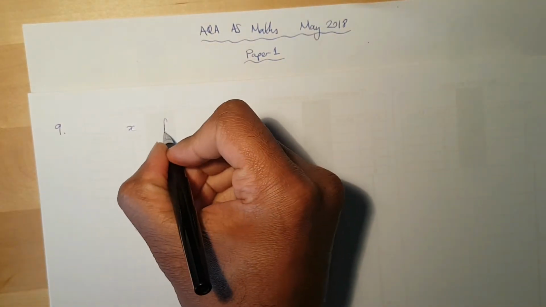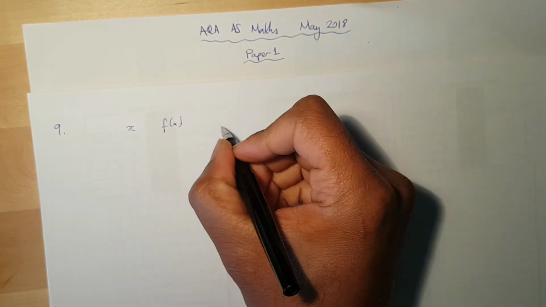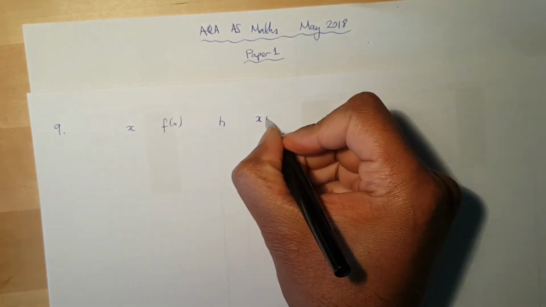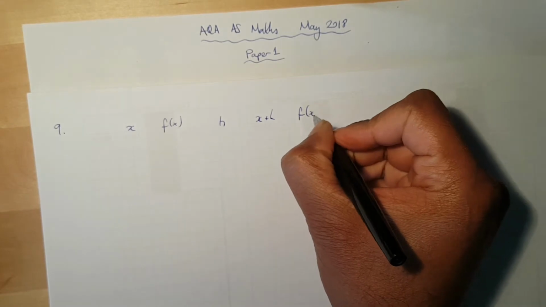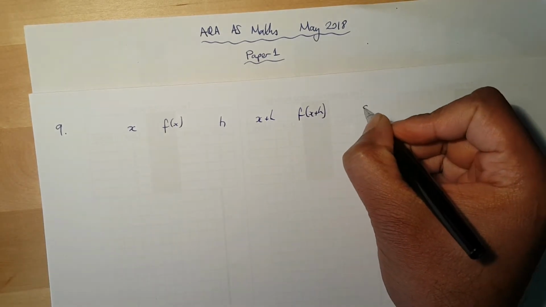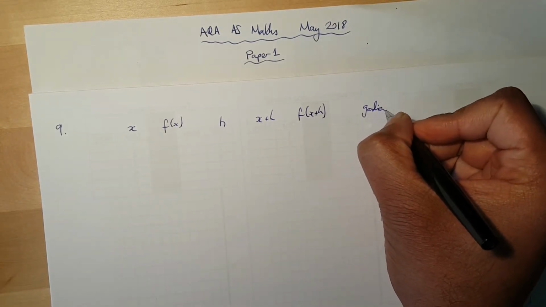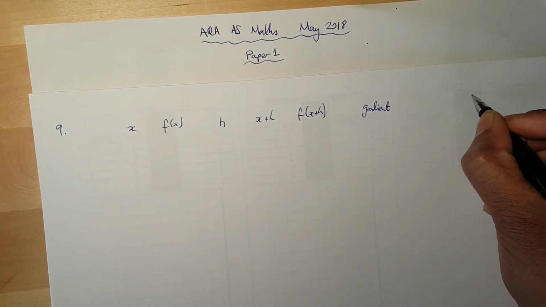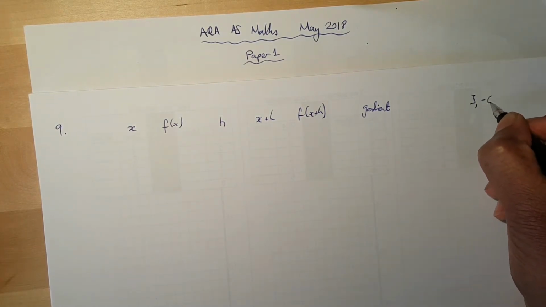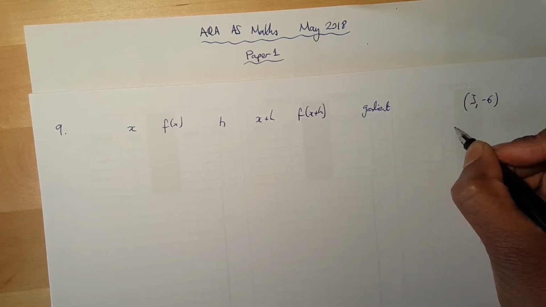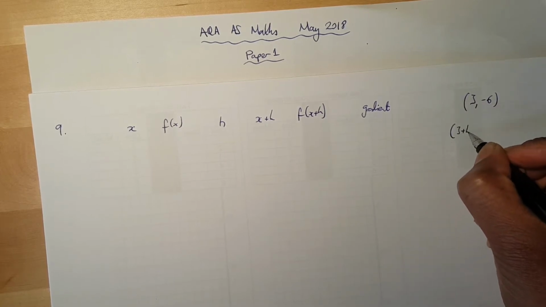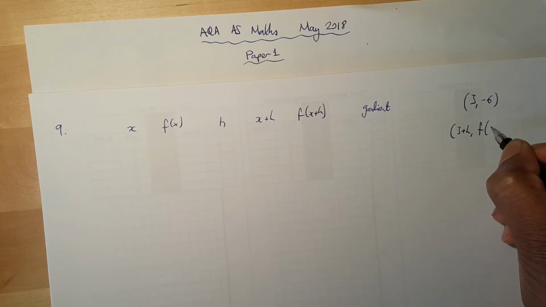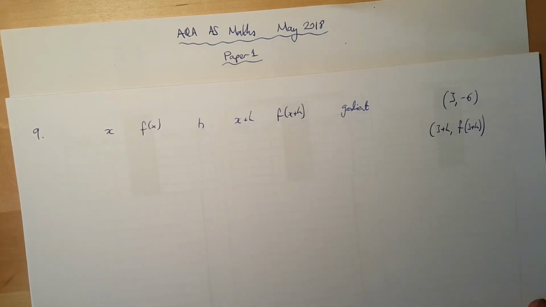I have an x, f of x, h, x plus h, f of x plus h, and gradient for a number of different points. These are all off a curve, which start at 3, -6, and they go as far as 3 plus h and f of 3 plus h. And that's what I get.